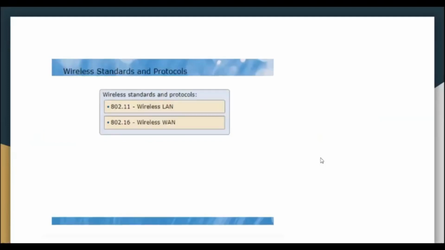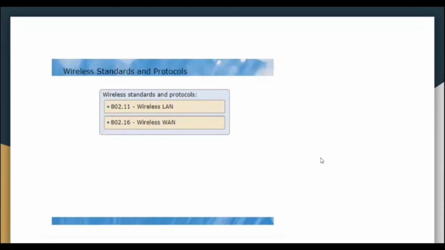Then another standard and protocol, we have the 802.16 for wireless WAN. It is a series of wireless broadband standards written by the Institute of Electrical and Electronics Engineers, the IEEE. The Standards Board established a working group in the year 1999 to develop standards for broadband for wireless metropolitan area networks. One example is WiMAX, a term created by the WiMAX Forum. It is an acronym for worldwide interoperability for microwave access.